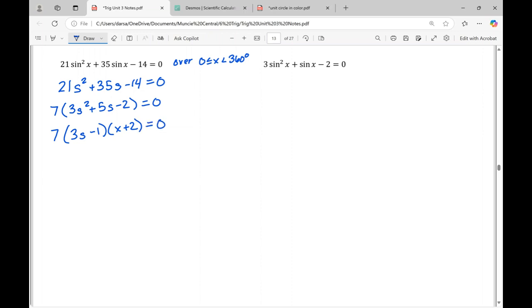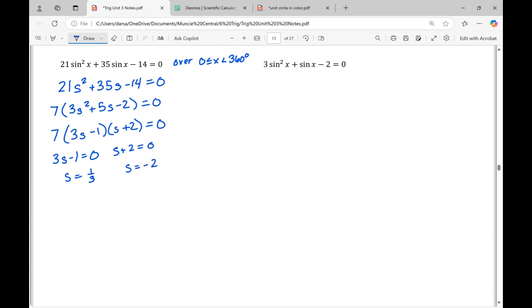Now, 7 doesn't have an s in it, so it does not need to be set equal to 0 because, well, 7 doesn't equal 0. So that's not going to give us our answers. So we set each factor that has a variable in it equal to 0. This shouldn't be an x, it should be an s, sorry. So we get s is equal to 1/3, and we get s is equal to -2.